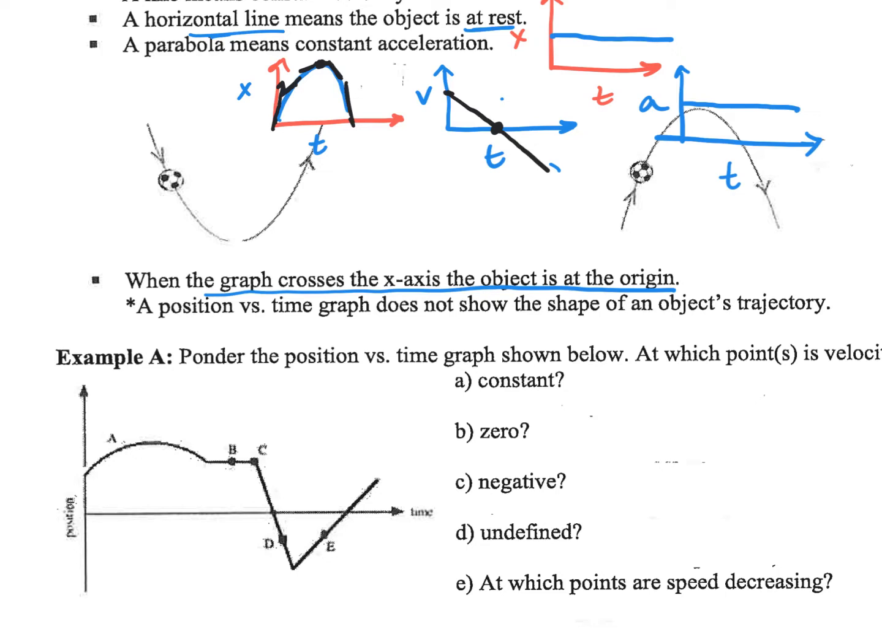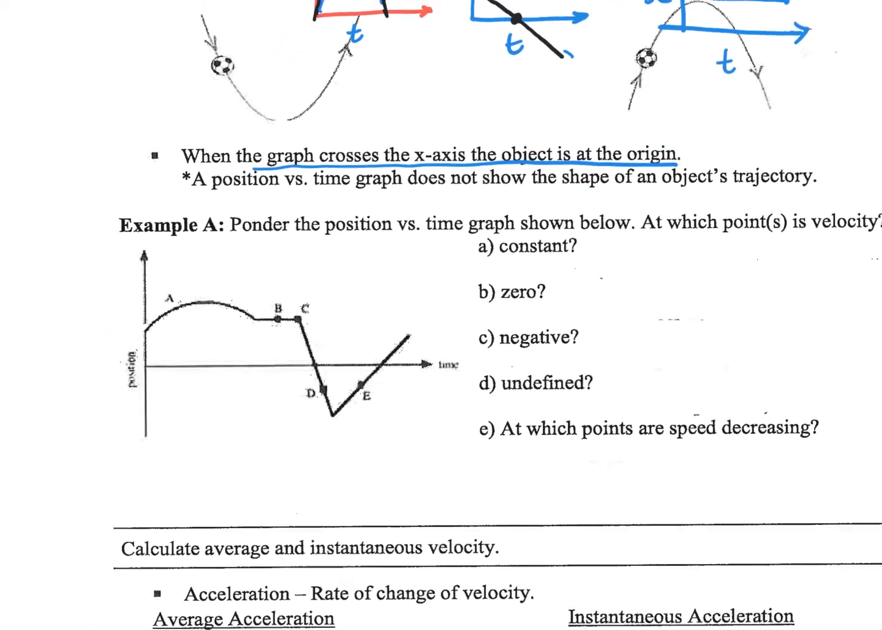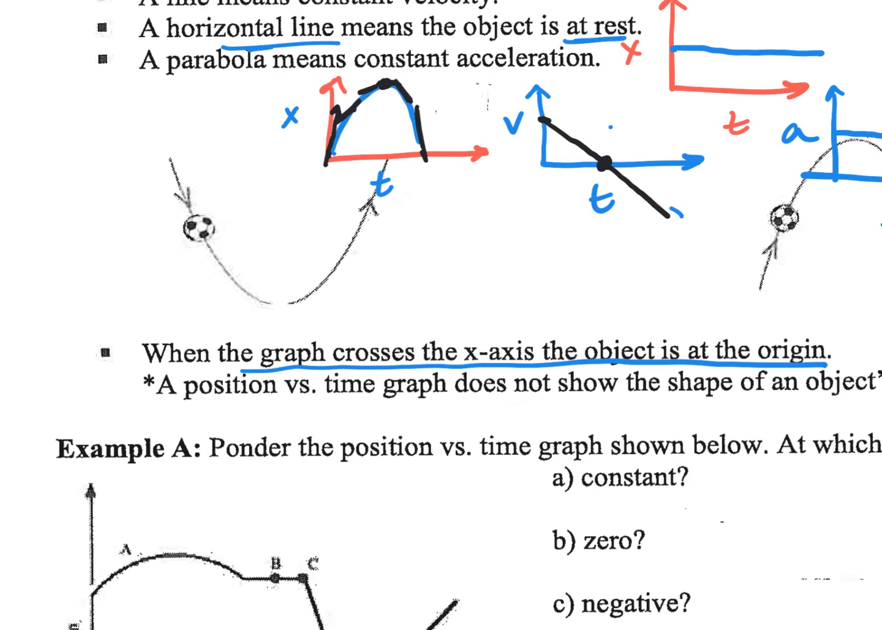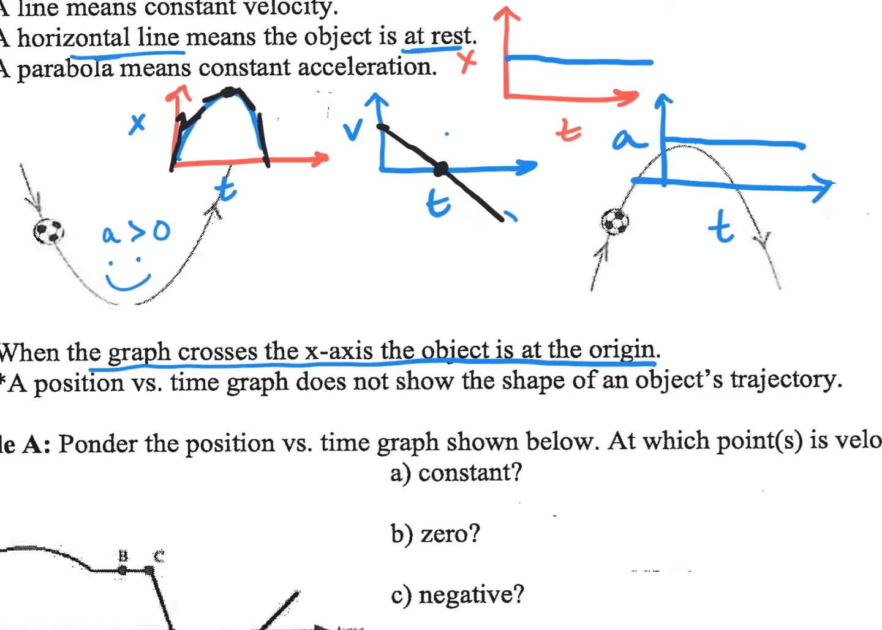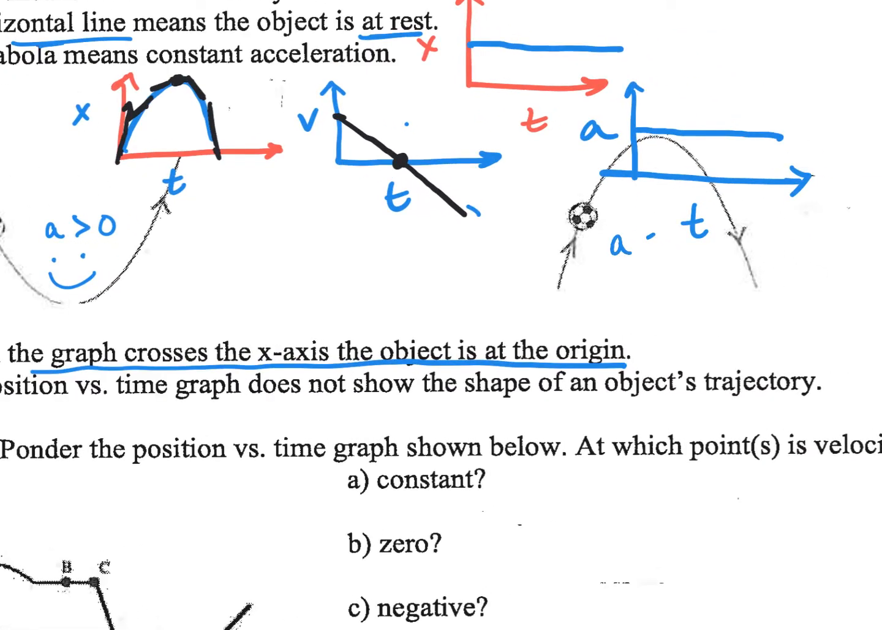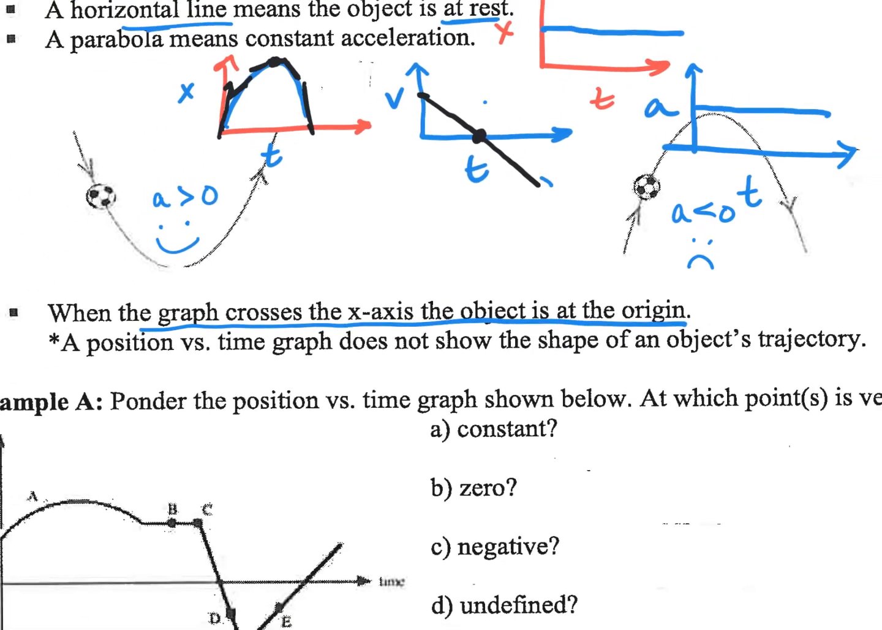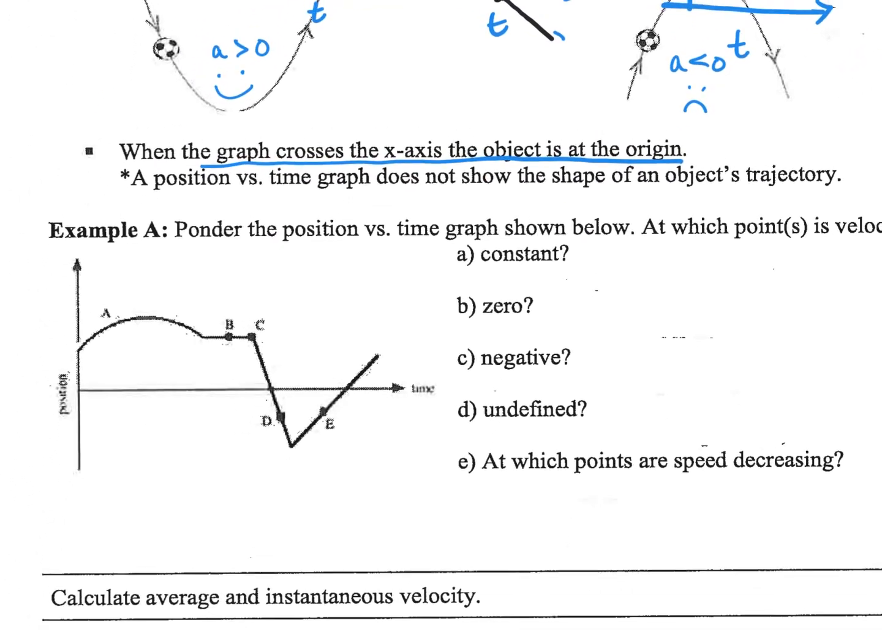All right, so let's talk about this. So, one quick thing about acceleration. If it is concave up, smiley face, right? Acceleration is positive. If it's concave down, facing down, acceleration must be negative. Frowny face is negative acceleration. This is for a position graph. Okay?